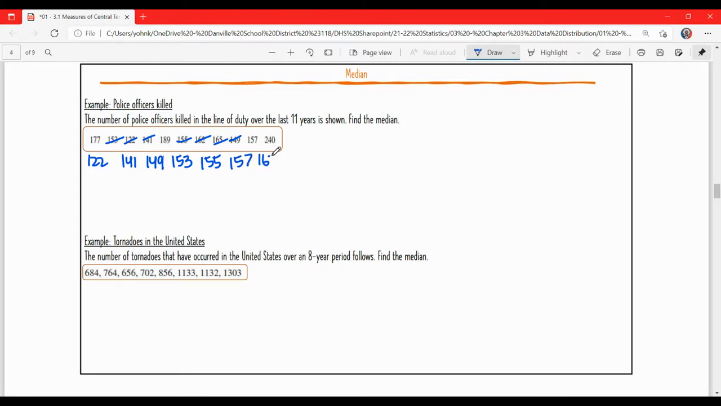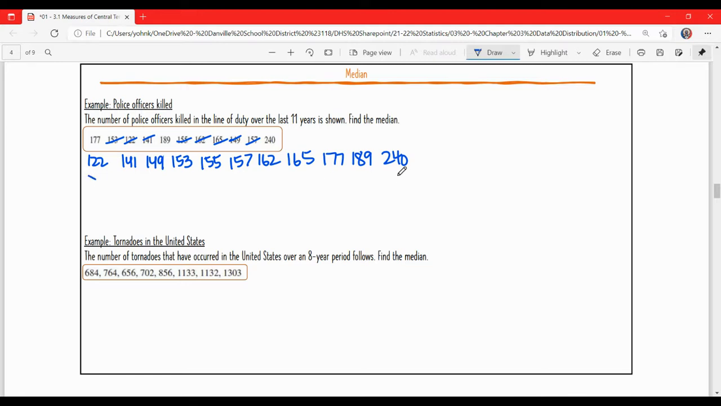157, 162, 165. It's very easy to get lost. 177, 189, 240. I have 1, 2, 3, 4, 5, 6, 7, 8, 9, 10, 11 numbers in my list. There's 11 numbers before. We're good. All right, so if we have 11 numbers, we're going to count.